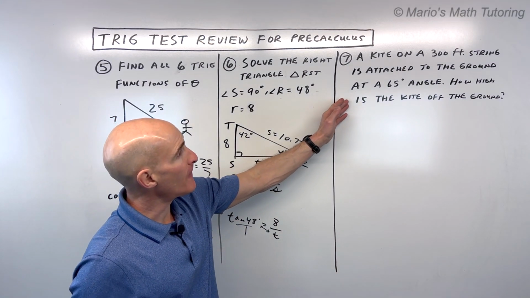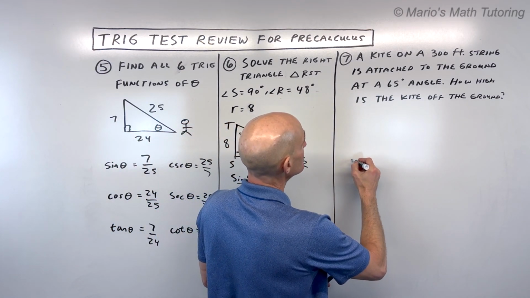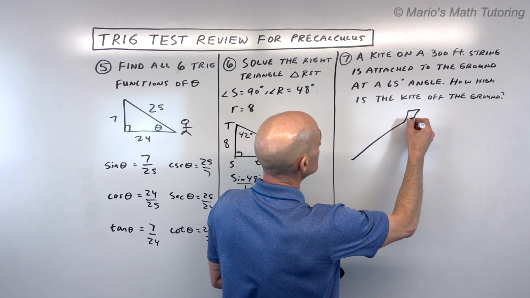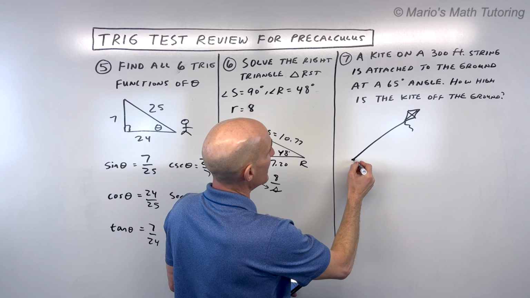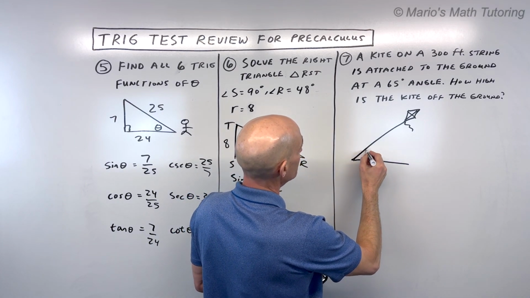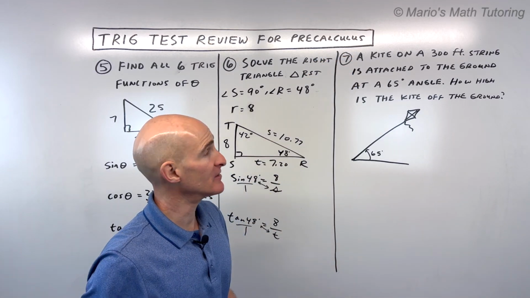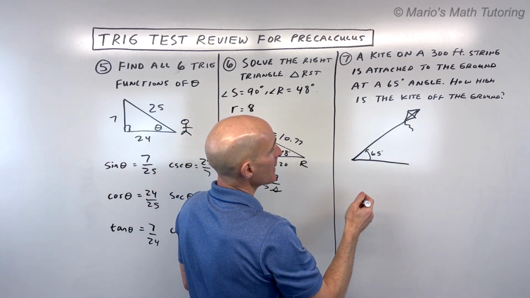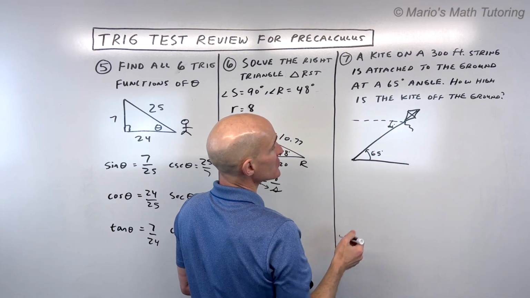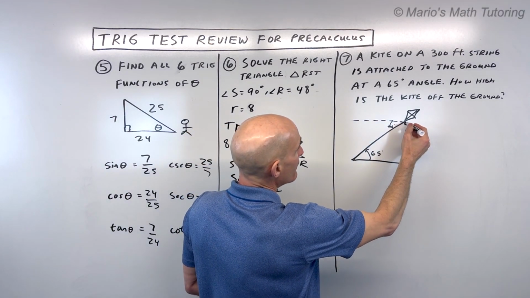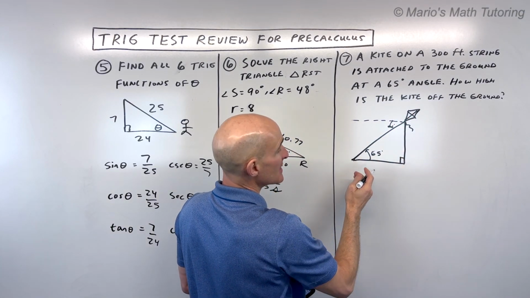Okay, for number 7 now, it's a story problem. A kite is on a 300-foot long string, and it's attached to the ground, and it makes an angle of 65 degrees with the ground. So that's what's called the angle of elevation, like you're elevating or looking up the line of sight of the string here. Angle of depression would be like this if you're looking down. These are going to be congruent because they're alternate interior angles. But if I want to find the height of the kite off the ground, I can drop a perpendicular, and you can see I've got a right triangle.